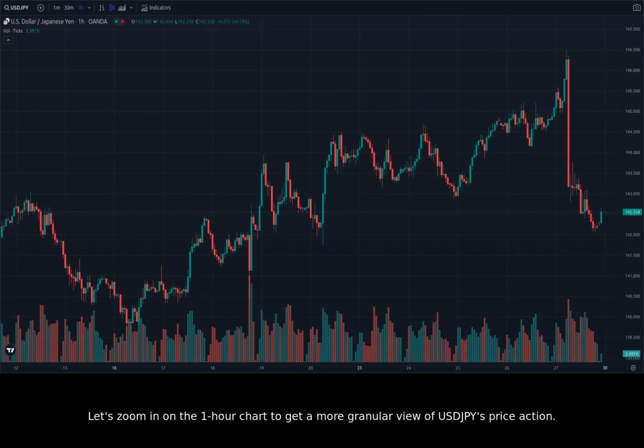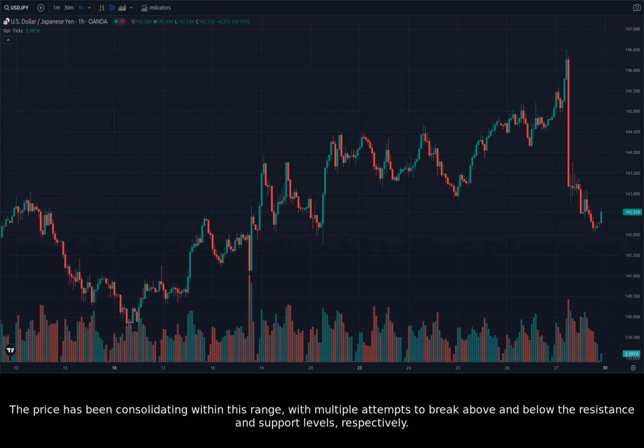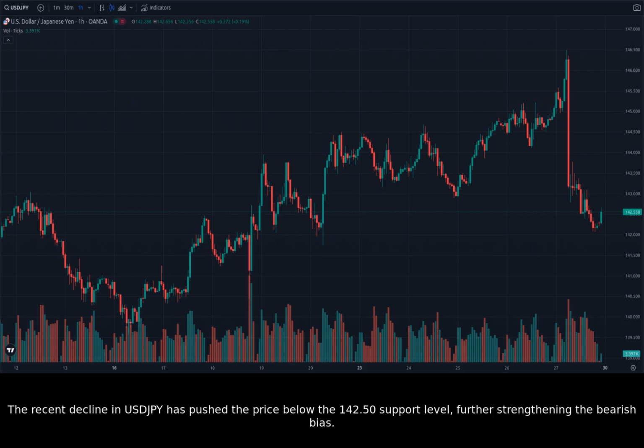Let's zoom in on the 1-hour chart to get a more granular view of USDJPY's price action. Here, we can see that USDJPY has been trading in a range between 143.00 and 142.00 for the past couple of days. The price has been consolidating within this range, with multiple attempts to break above and below the resistance and support levels, respectively. The recent decline in USDJPY has pushed the price below the 142.50 support level, further strengthening the bearish bias.